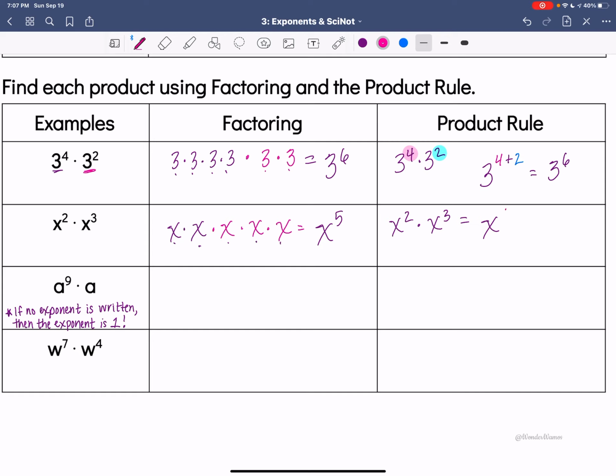Oops, looks like I did the other color. I'll do this pink. Okay, we'll do yellow. That's what I meant to do on the other one. All right, and then we'll do pink on this one. That was my bad, I wrote the wrong ones. Okay, so now we go 2 plus 3, and you're still going to get x to the 5th.